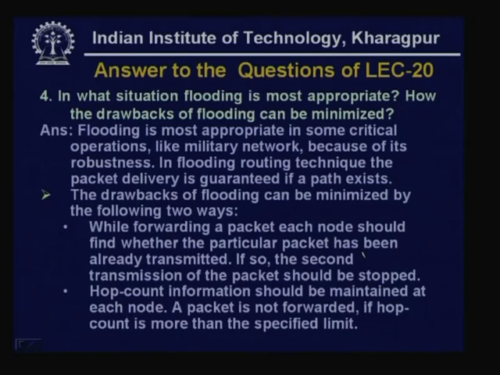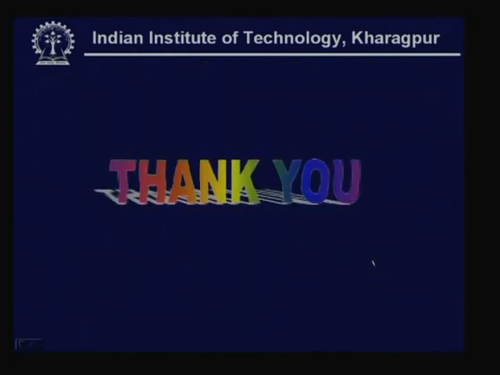The drawbacks of flooding can be minimized in the following two ways. One is that, while forwarding a packet, each node should find whether a particular packet has already been transmitted. If so, the second transmission of the packet should be stopped. Another is hop count. Hop count information should be maintained at each node. The packet is not forwarded if the hop count is more than the specified limit. So, with this we come to the end of today's lecture. Thank you.